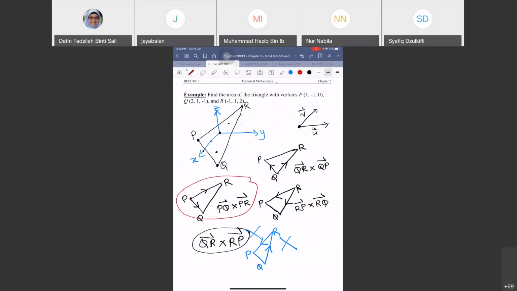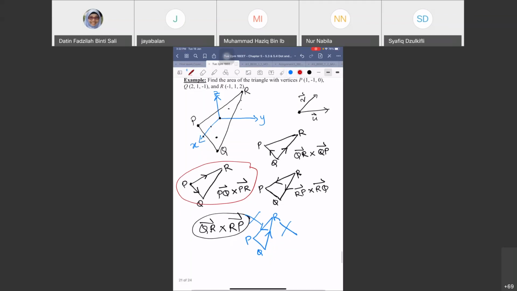All right, so you can pick any one. Maybe I'll just pick PQ cross PR. Now we have to find our component for the PQ vector as well as our component for the PR vector, because after that we want to multiply using the cross product.